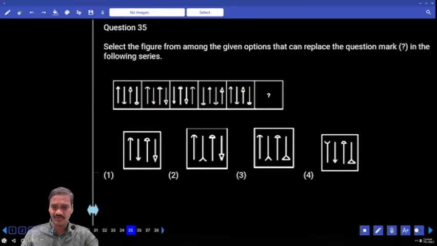Then first, and this arrow, where is this arrow? Arrow is at the second place, and arrow is coming to the first place. And again arrow second place, arrow first place, arrow second place. Hence arrow shifting between the first and the second places.